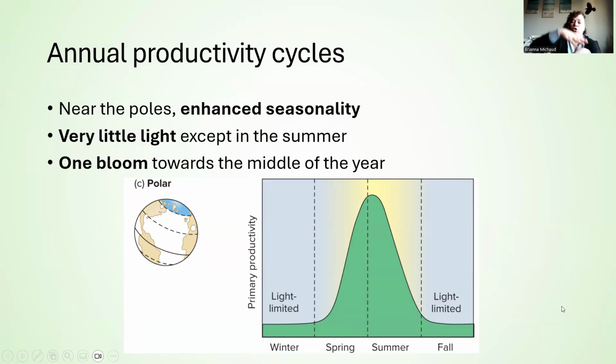And so instead of getting those two peaks, you just get one big summer peak. Because again, there's a lot of light in the summer and not much light in the other seasons. So you just get one big summer peak when there's a whole bunch of sunlight, and the other times of year, it's pretty light limited. So it looks a little like this.